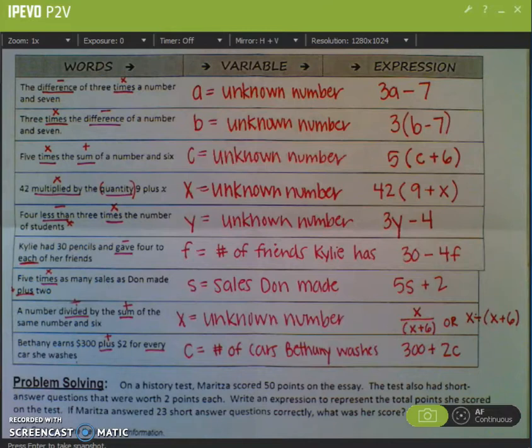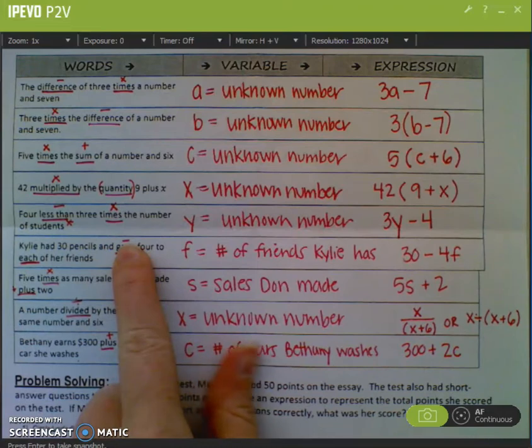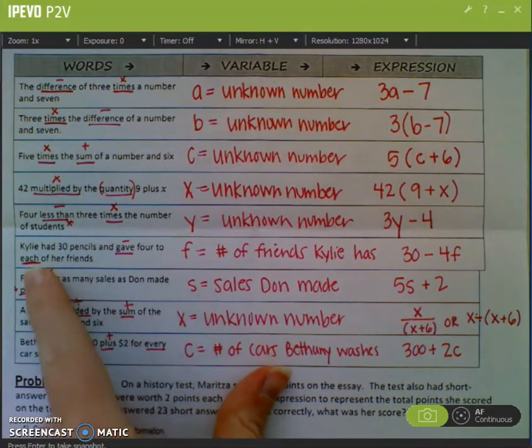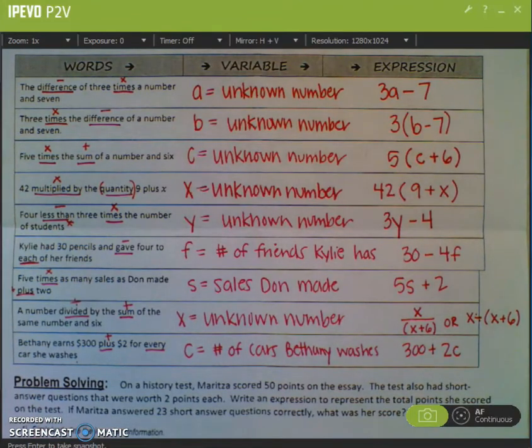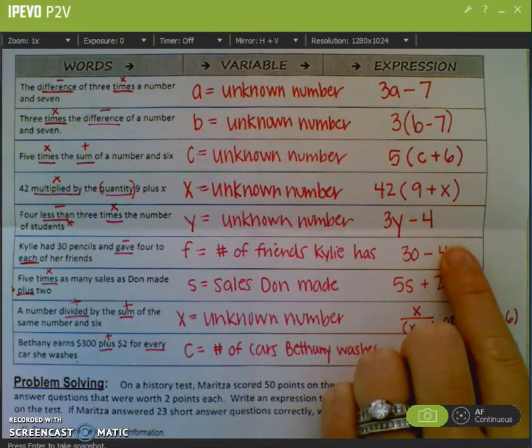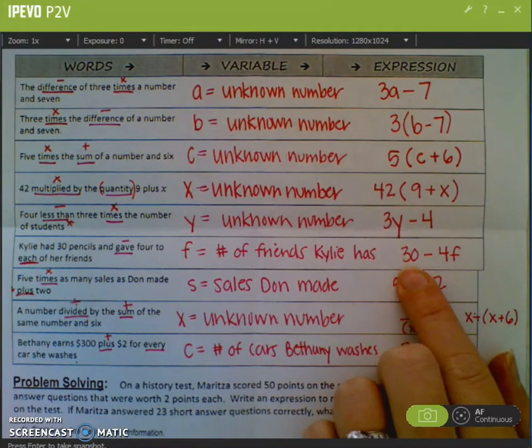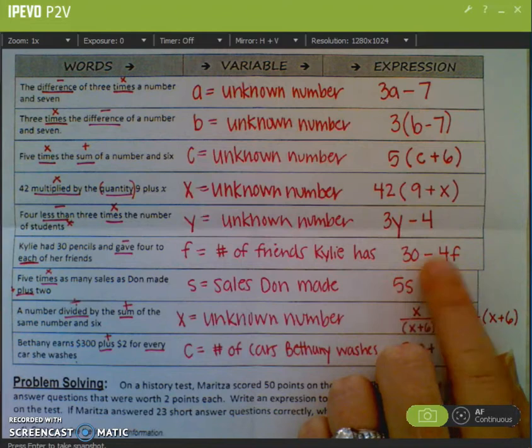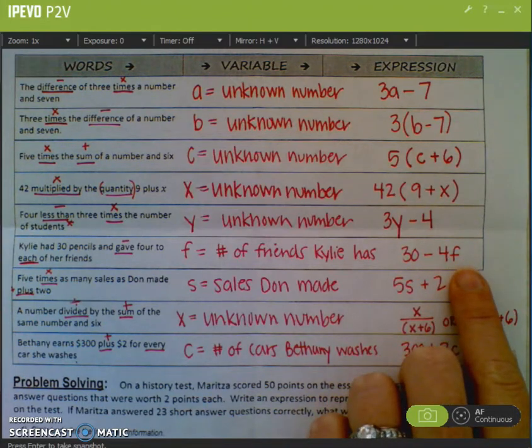She starts with 30 and she's going to give away, so that means we're going to take away. That's a subtraction word that should have signified. And if she's going to give the same amount to each, then we know that we can kind of multiply 4 pencils times the number of friends she has to figure out how much we're going to take away. So my expression was 30 minus 4f.